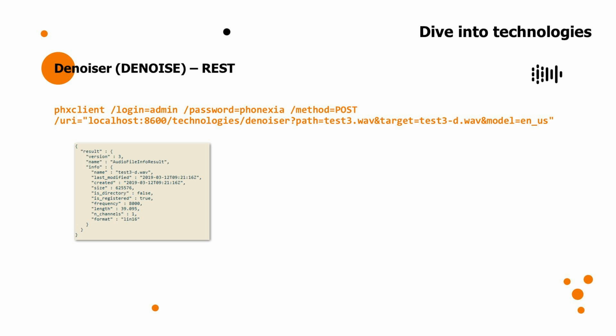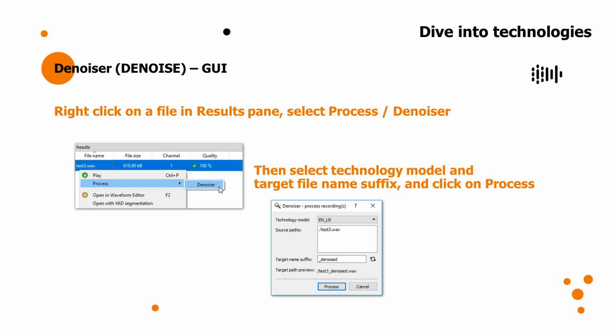Screenshot shows the JSON response returned from server, result object containing version and name of the result structure, and an info object containing data about the created output file like its name, timestamps, size, and so on. To process a recording with Denoiser in Phonexia browser, right-click the file in Results pane and select Process and then Denoiser command from context menu. Then select the technology model to be used and target file name suffix and click on Process button. Selected file will be processed and target file will then be added to the Results pane.